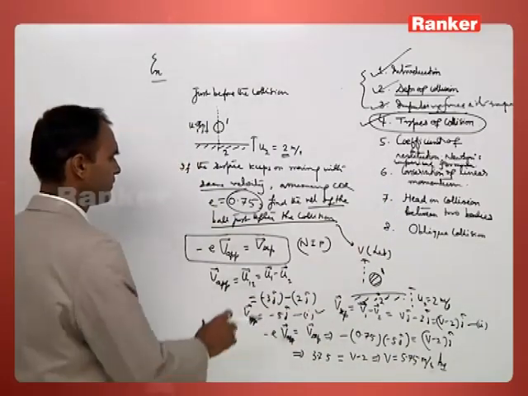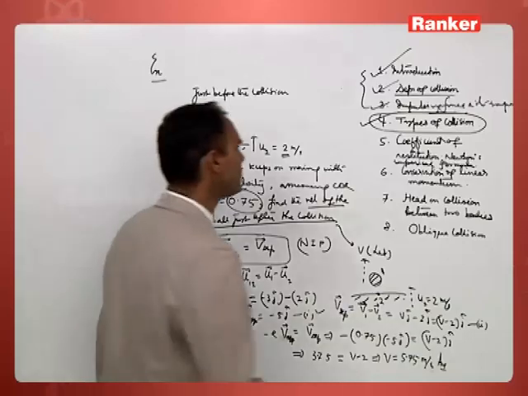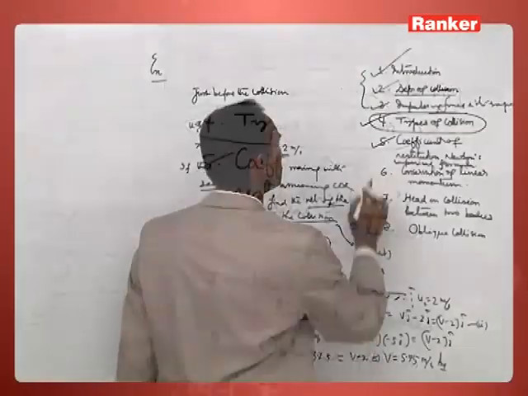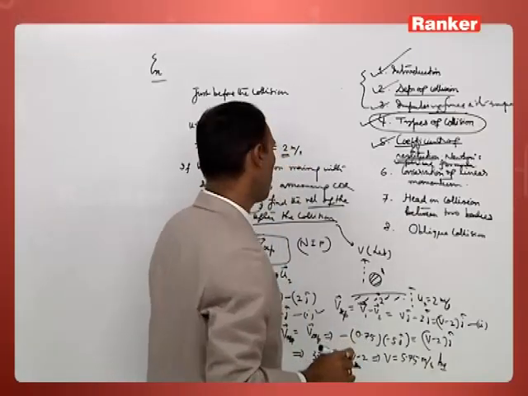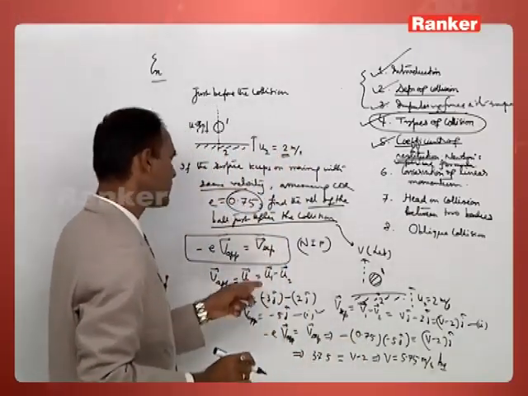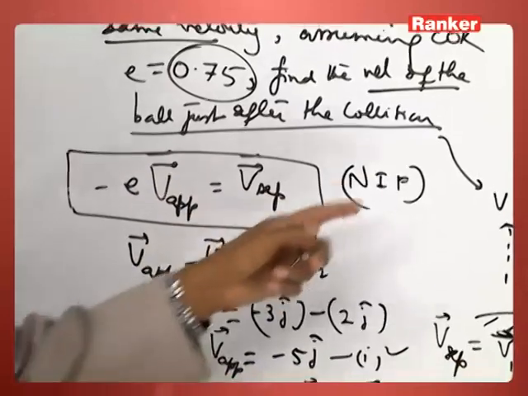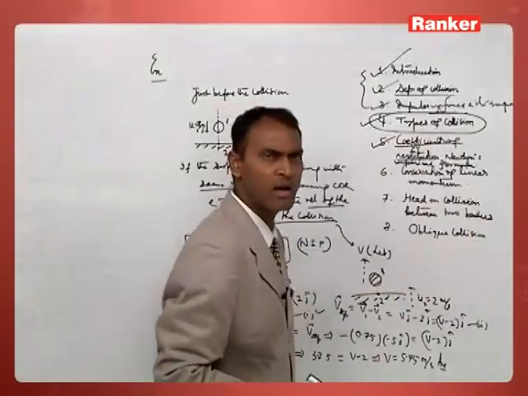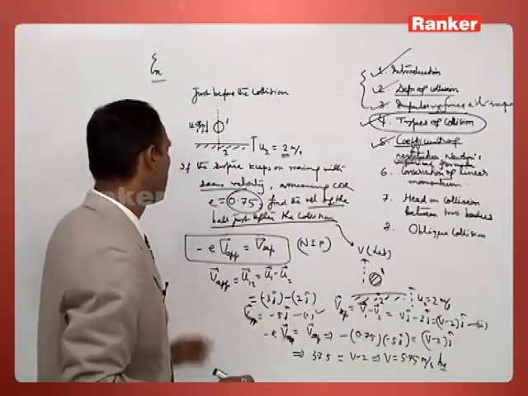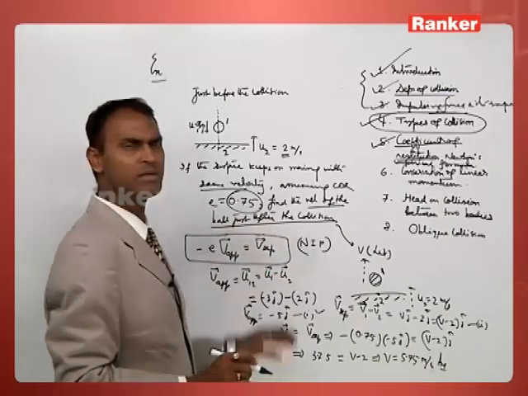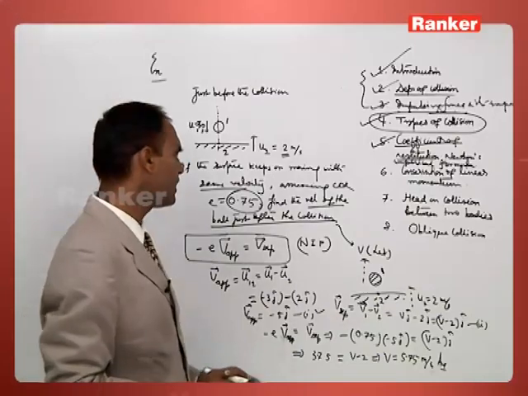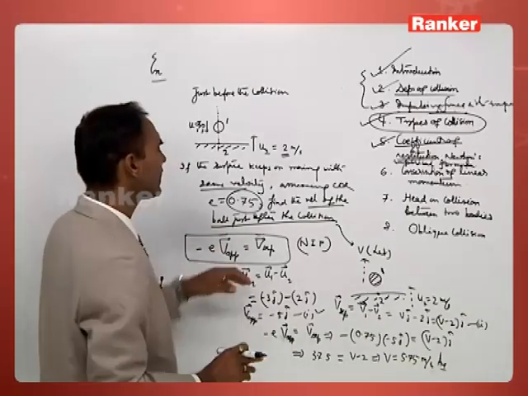So these are some problems we are discussing to understand what the coefficient of restitution is and how it is defined by an equation, a formula which is called Newton's empirical formula, because this rule had been derived empirically or practically. Let us take another example.